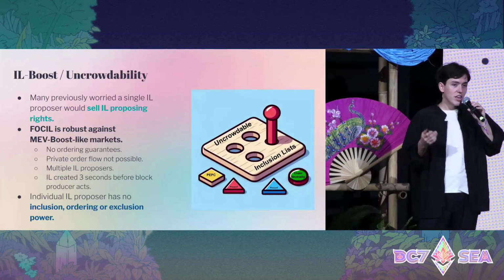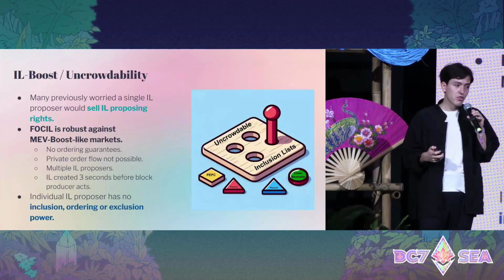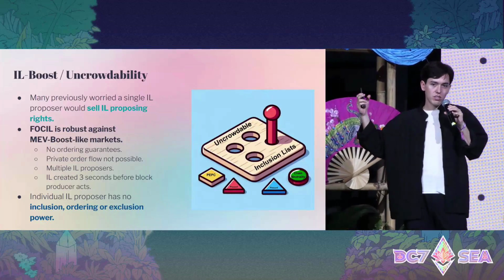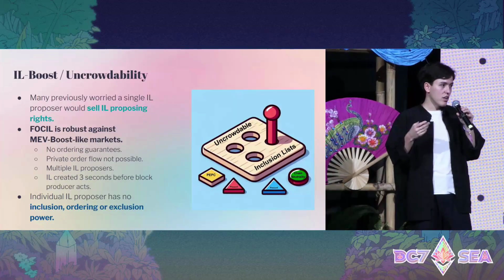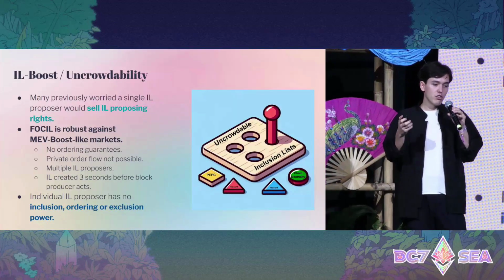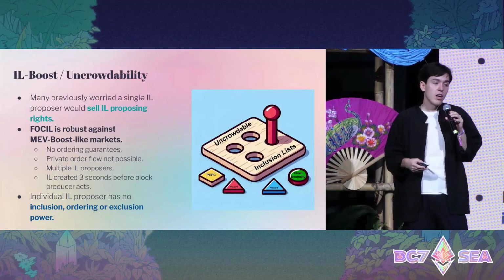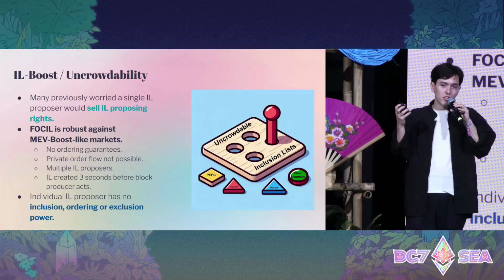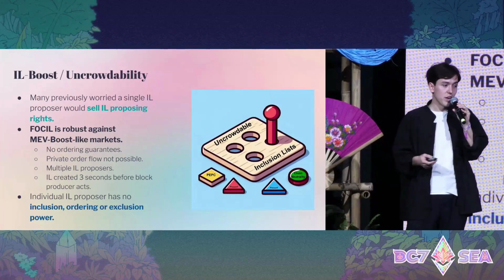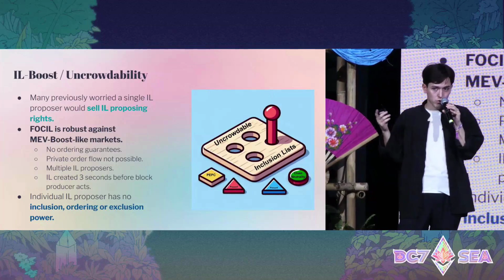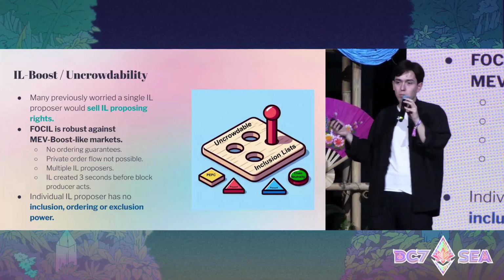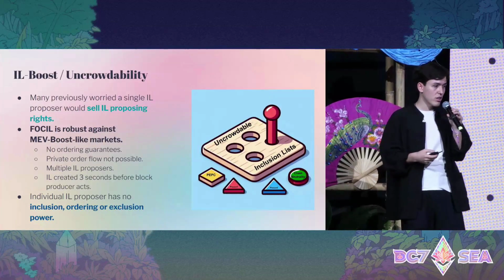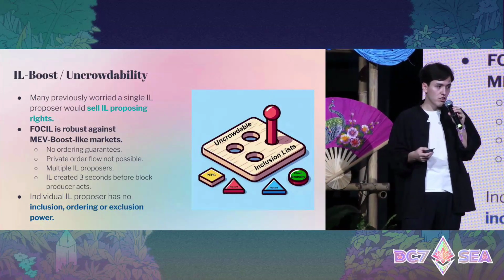So then, taking commitment attacks to the extreme, you could think of FOCIL as a vehicle for MEV, but we try to prove that this is incorrect. We do this via a concept that we call uncrowdability. So the inclusion list cannot be crowded out by other users other than simply providing this censorship resistance property. So we don't want inclusion list proposers to sell their rights to make inclusion lists. We argue that FOCIL is robust against these sorts of MEV-Boost-like markets that you might think arise if you would believe that it's valuable to sell inclusion list proposing rights.